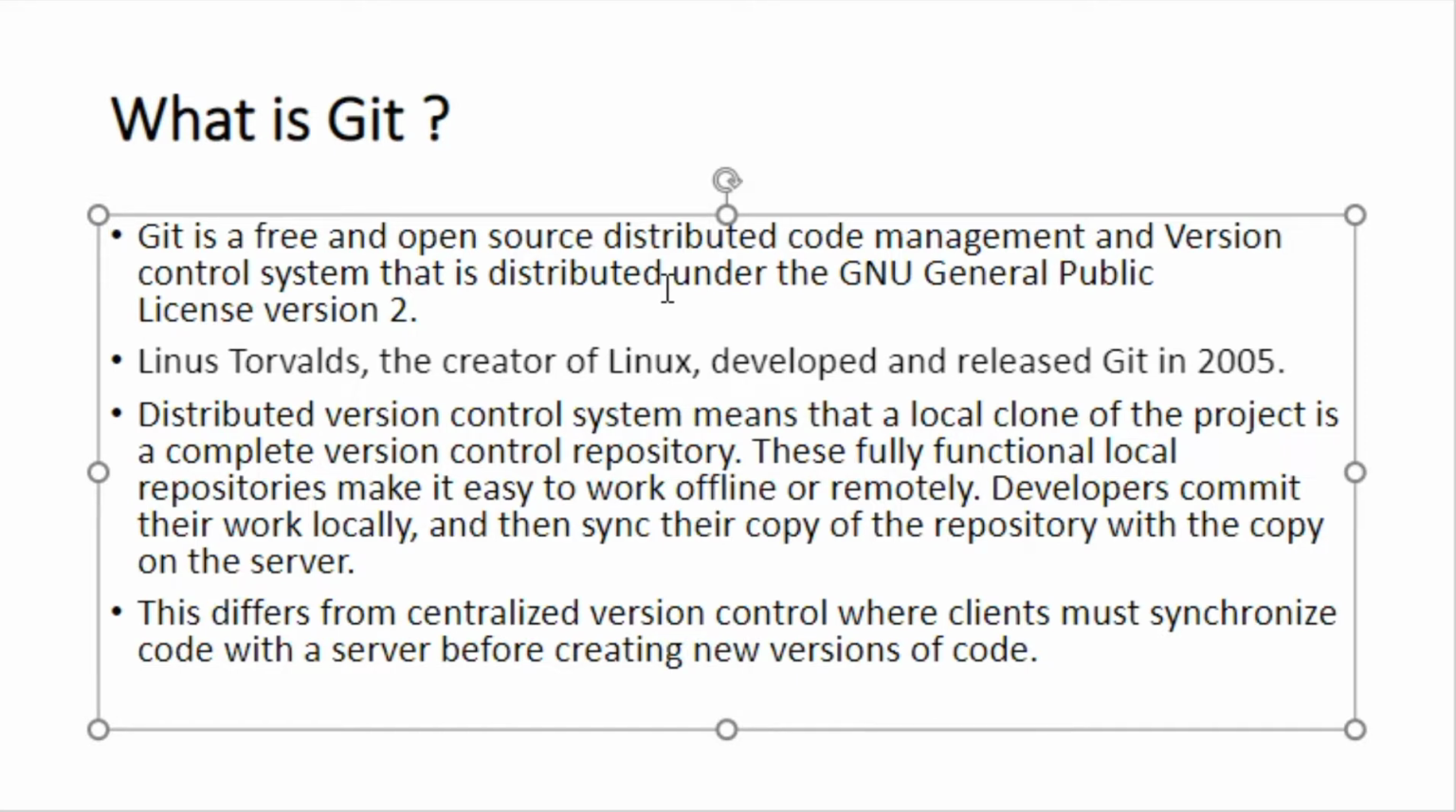And the other term we have is distributed code management. Distributed code management is also known as distributed version control or distributed revision control. Basically it's a form of version control in which the complete code base, including its full history, is mirrored on every developer's computer. So whatever copy you have on a server, the same copy you will have in your local system. That is called distributed code management or a distributed version control system.